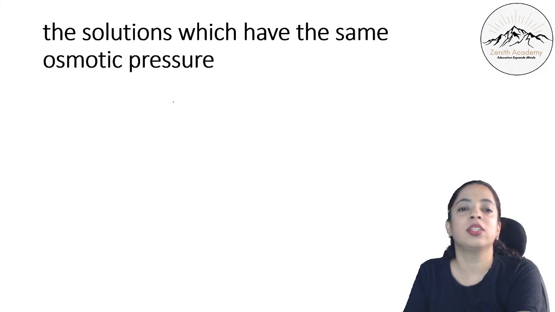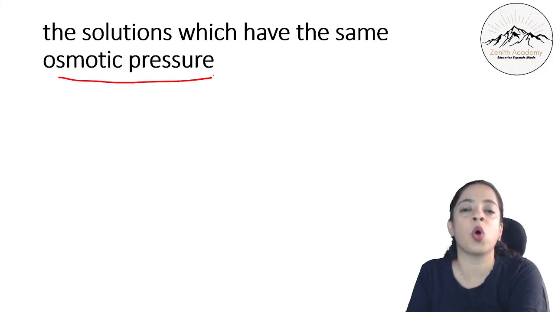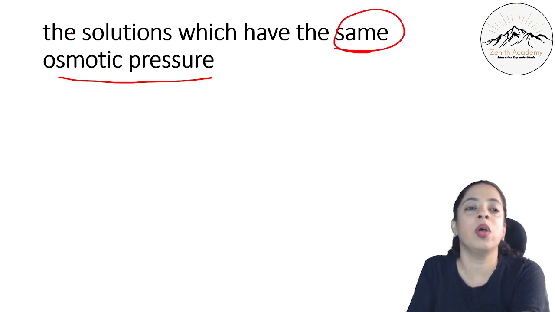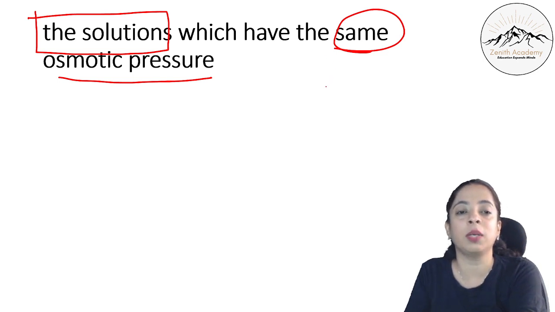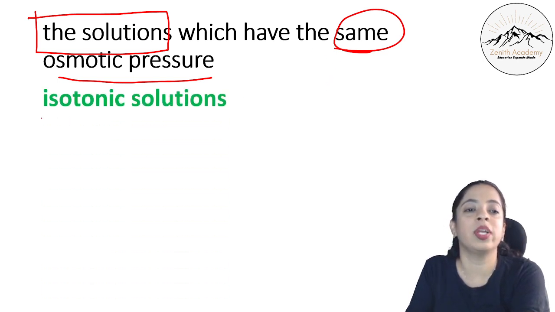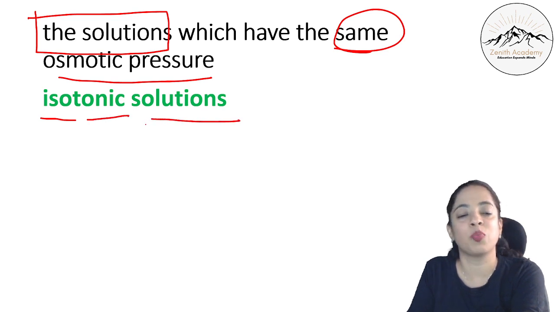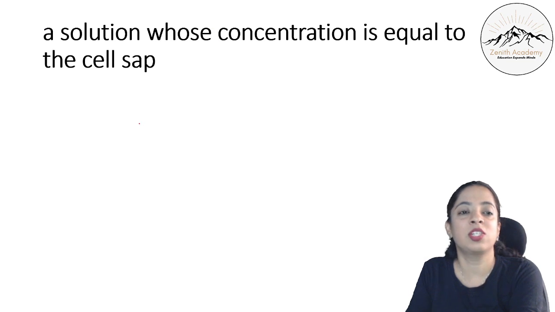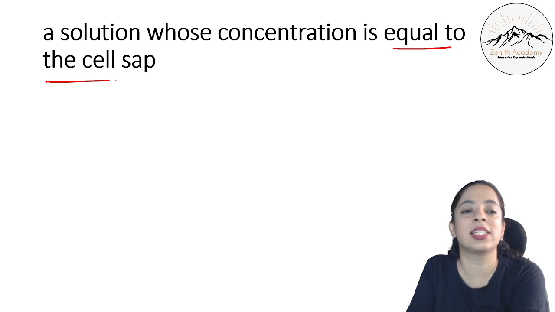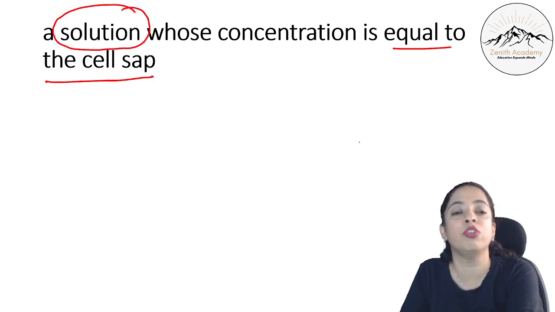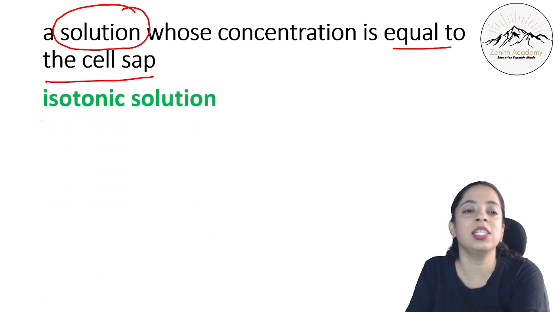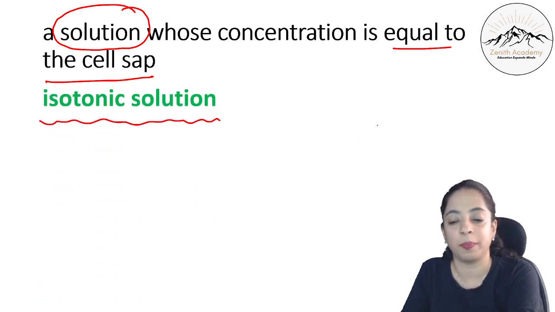Let's go ahead. The solutions which have the same osmotic pressure. Okay, so you have to give the technical term for those solutions which have the same osmotic pressure. They are known as isotonic solutions. Let's go ahead. A solution whose concentration is equal to the cell sap. So what is that solution known as? Give the technical term for that solution. So the answer is isotonic solution.